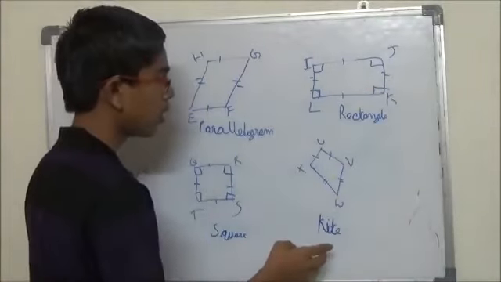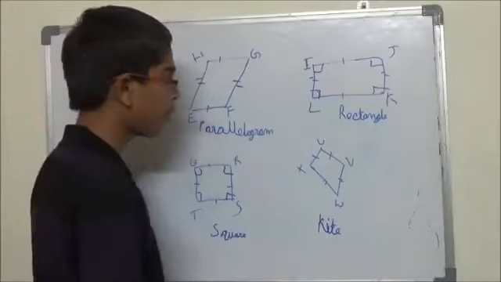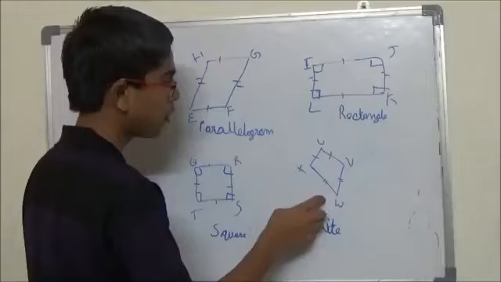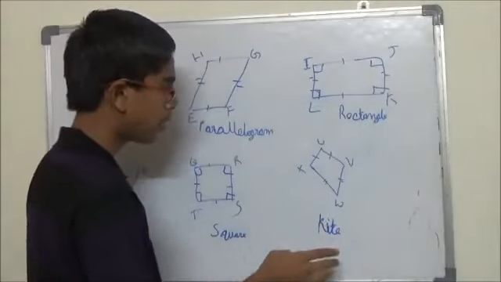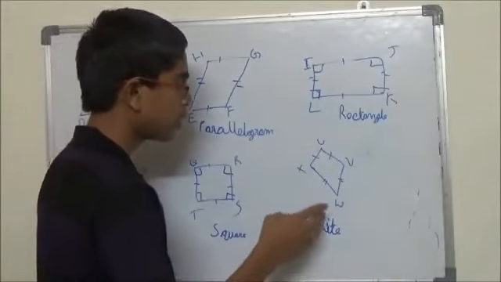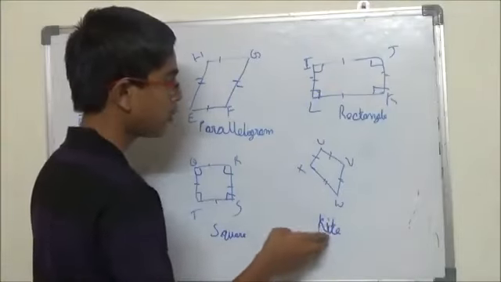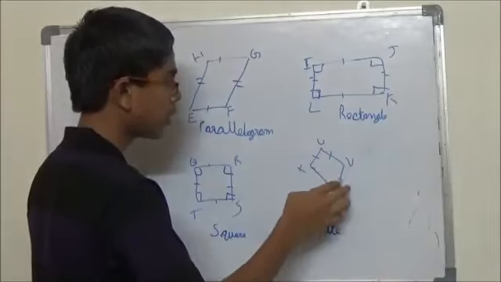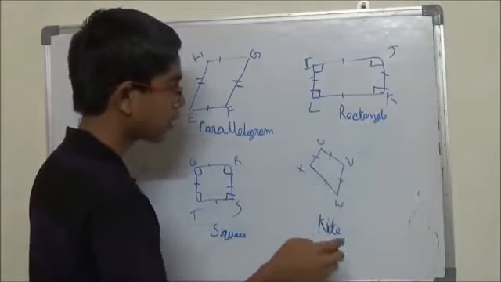It is because the opposite sides in a kite are not equal and parallel to each other. For example, UV and WX are the opposite sides. These are not equal to each other and not parallel to each other. So this is not a parallelogram, not a square, not a rhombus, not a rectangle. This is a kite. The property of a kite is that the adjacent sides are equal to each other. So UX is equal to UV and VW is equal to XW.